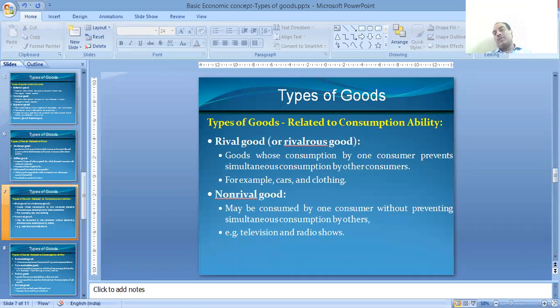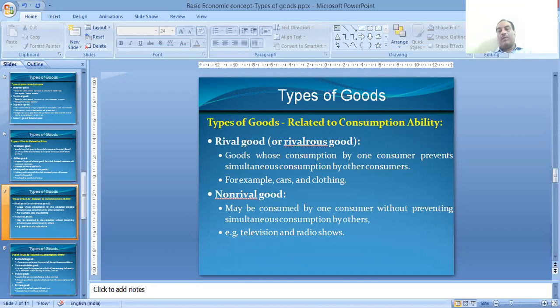For example, suppose you are eating a bread, you have a bread. Although some other person will also be willing to eat that bread, it is consumed by you, and you can prevent its use simultaneously by that particular person. So cars, clothing, private cars: it is used by you, and you can stop anyone else from using that car or your clothes. So these are the examples.